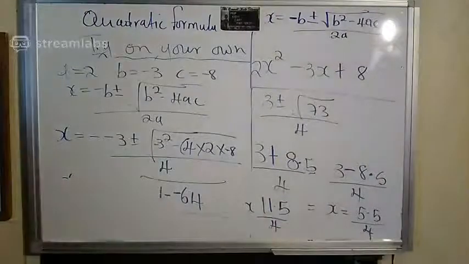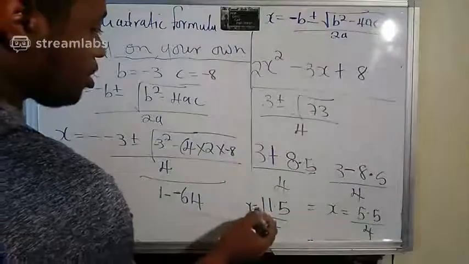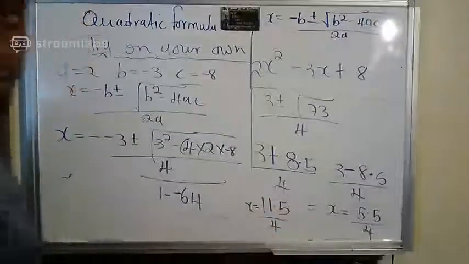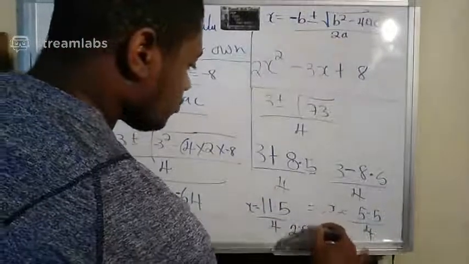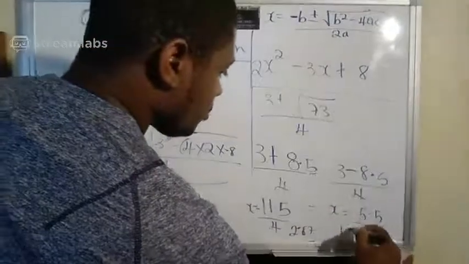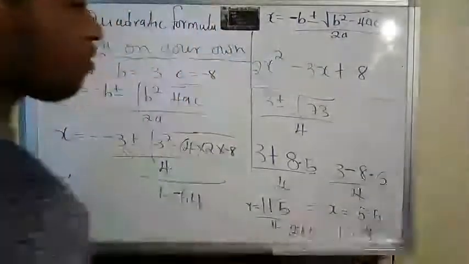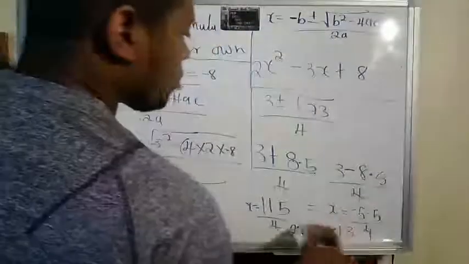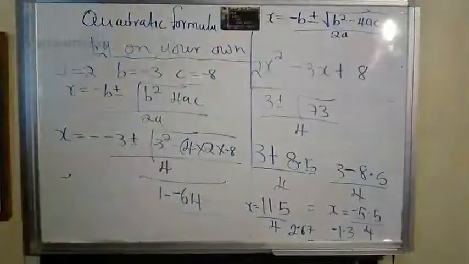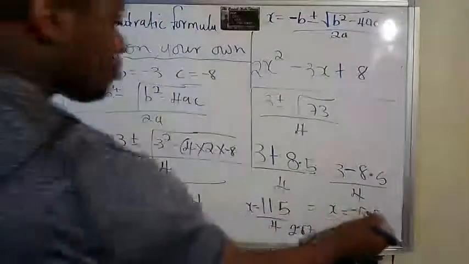But you have no space. I'm sure the subscribers can do this. 11.5 divided by 4. 2.87. And 1.320 are positive. Oh, this one negative, right? Yeah. As the negative.